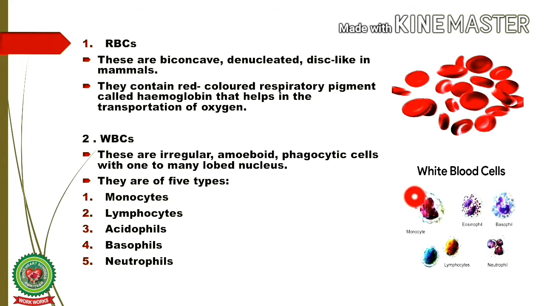What are neutrophils? These form 70% of the total leukocytes. Its cytoplasm is neutral. Its nucleus is 3 to 4 lobed. They are phagocytic cells and are produced in the bone marrow.